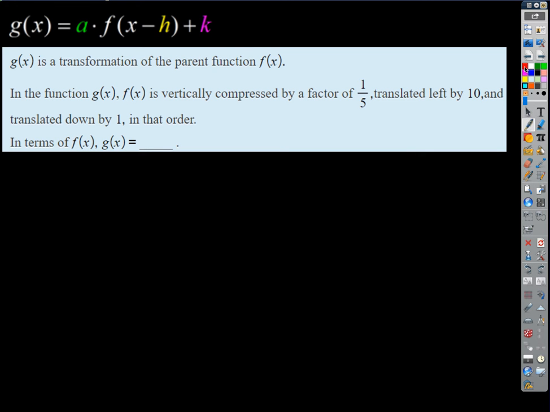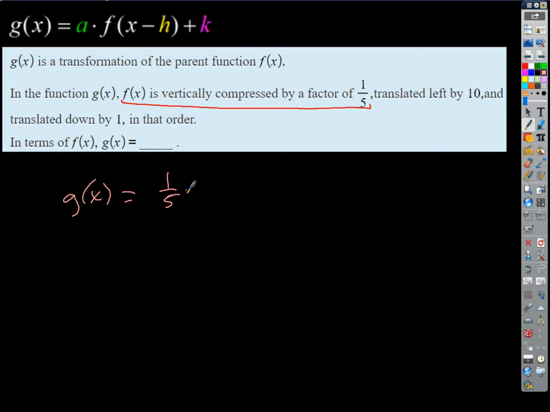So the first step we'll call the red step. We're starting with our parent graph, which is f of x. And the first step is we're going to vertically compress the parent graph by a factor of 1/5. So what does that look like? Based on that one step, g of x would be what? What do I have to do to vertically compress by a factor of 1/5? Say it again. You would put 1/5 in front of the absolute value of x plus 10. There you go.